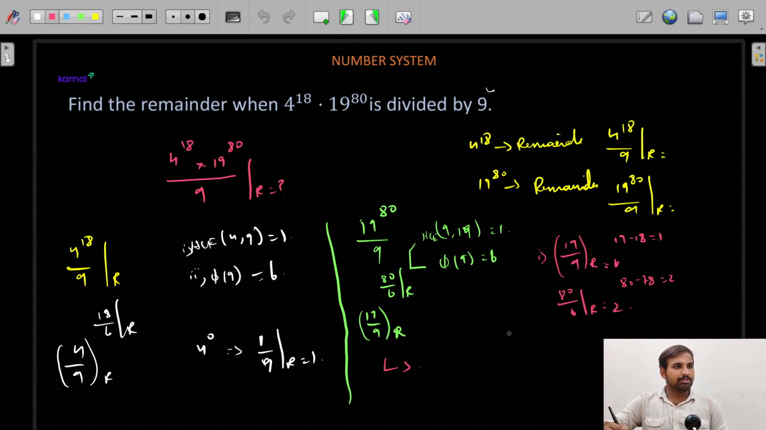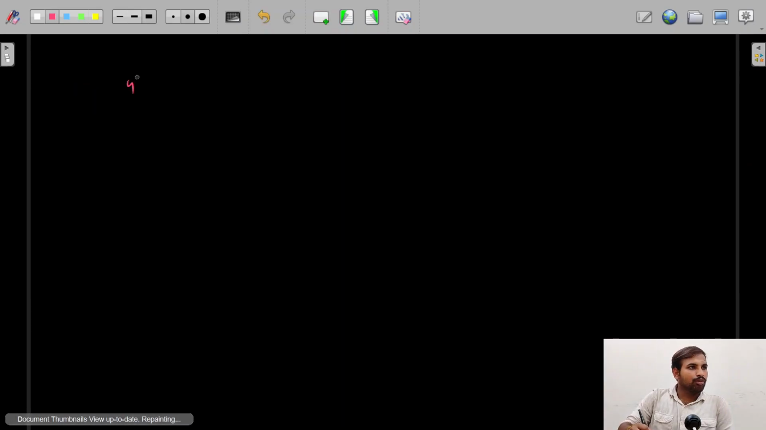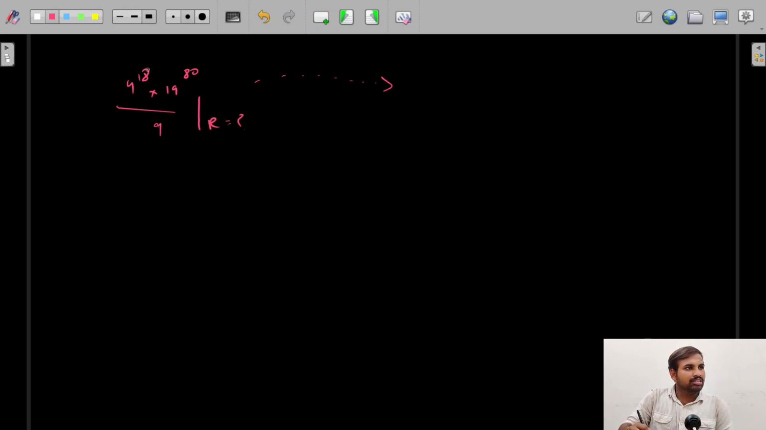So we will replace these numbers by the remainders. Eventually it became 19 by 9, the remainder is 1. So in the power it is 1 square, which is equal to 1. So 1 by 9, the remainder is 1. So what we are going to do: 4 power 18 into 19 power 18 divided by 9. I want to find my remainder. Eventually I'm going to replace this numerator by the remainders, which is 1 into 1, which is equal to 1. So 1 by 9, the remainder is 1. That's your answer. I hope you understand this question.